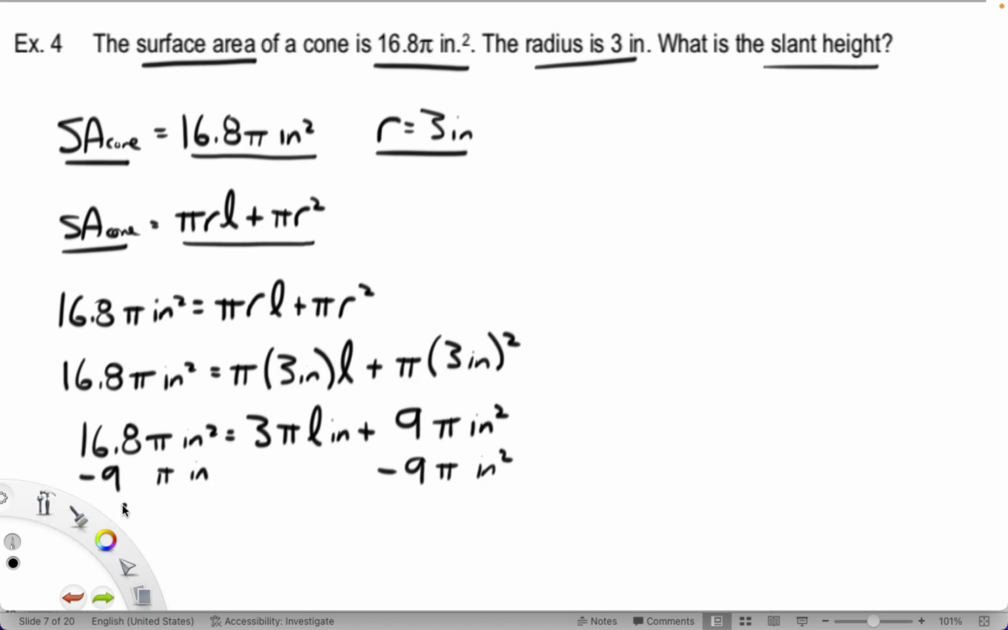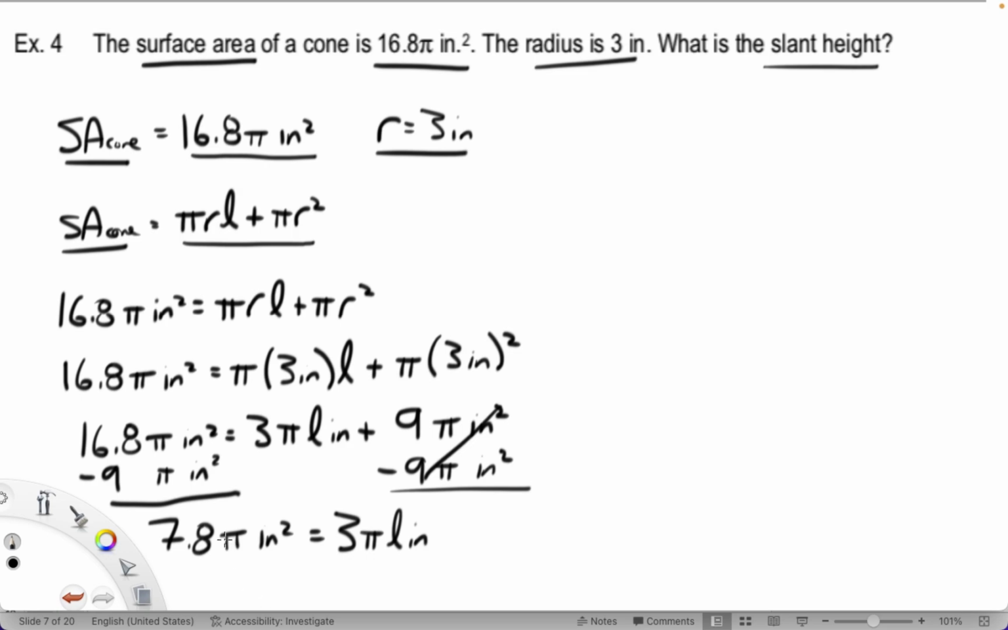whoops, sorry, that wasn't right. Let's do this. What did I just do? Okay. So do this one, that would get me 7.8 pi square inches. And that's going to equal, these are going to cancel. So 3 pi L inches.